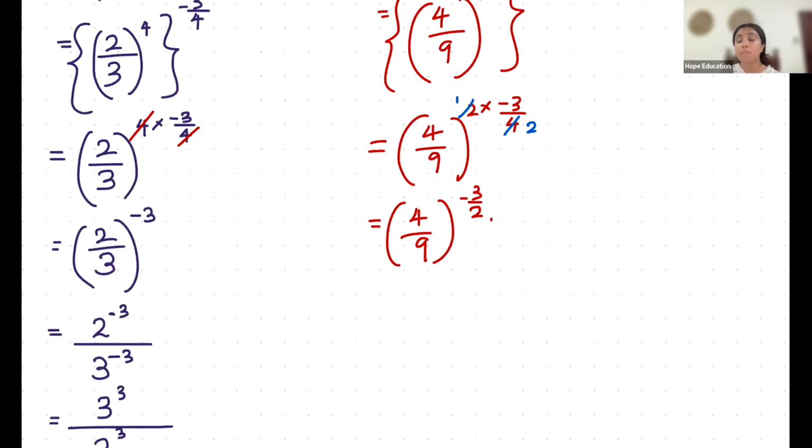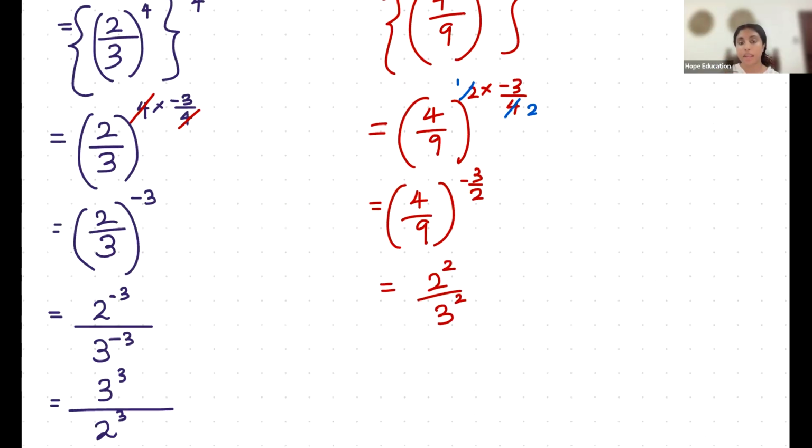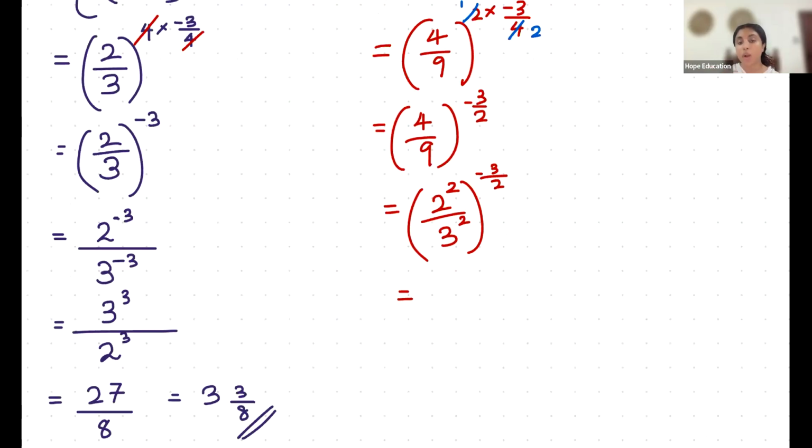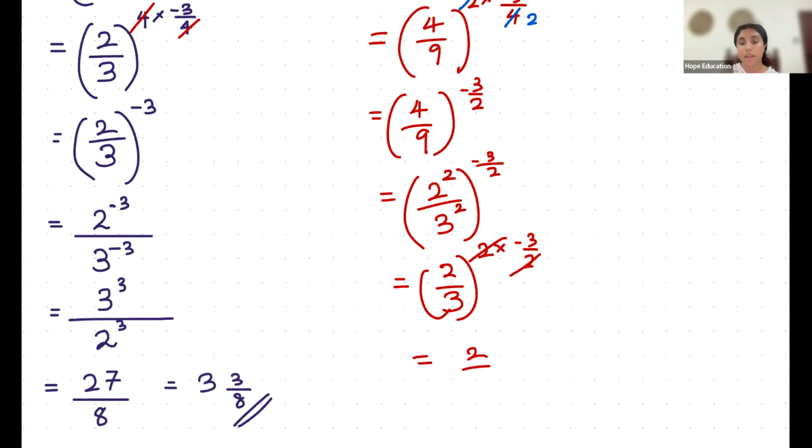I can see that this can be further simplified. 4 I can write as 2 to the power 2, 9 I can write as 3 to the power 2. 2 times 2 is 4, 3 times 3 is 9. And outside I have minus 3 over 2. Then again 2 is common to both. I take 2 out, and I have minus 3 over 2. So the 2s cancel, and I get 2 over 3 to the power minus 3.